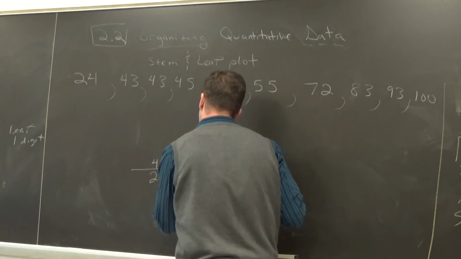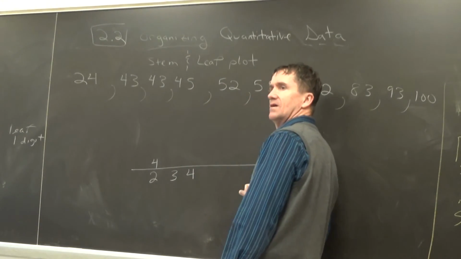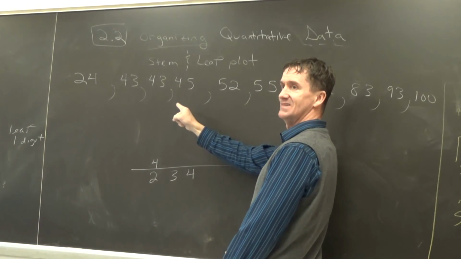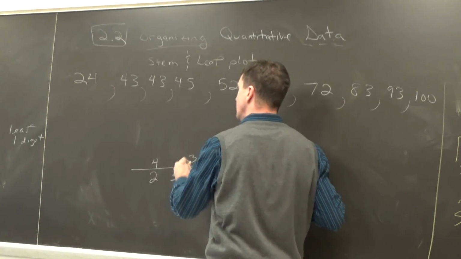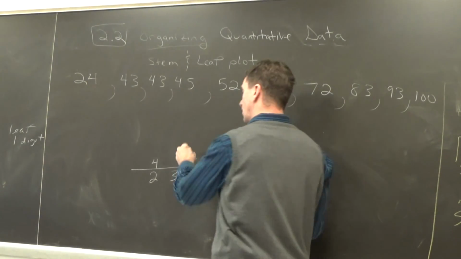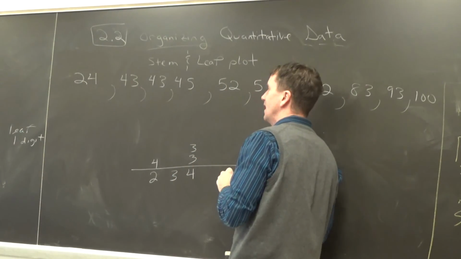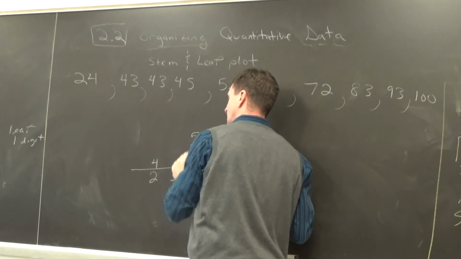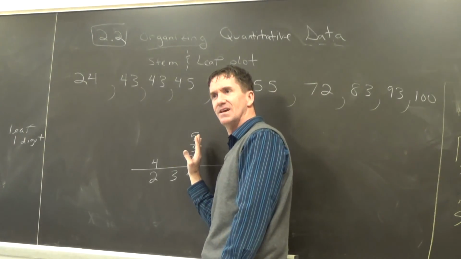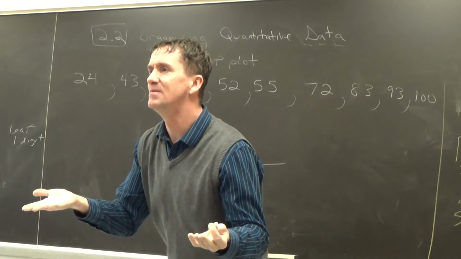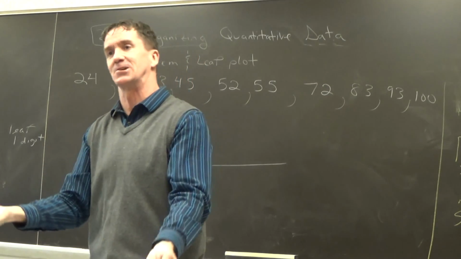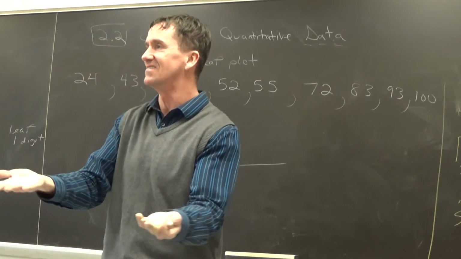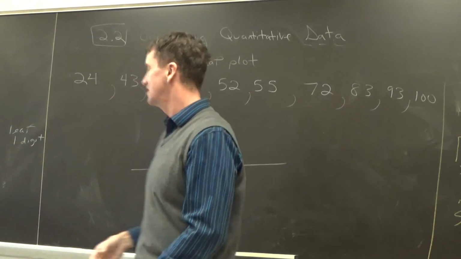My next stem is a what? 4. Now, how many in the 40s? 2. And we'll go in order from lowest to highest. There's a 3. Is there more than 1 three? Yes. So I'm going to write it again. And then a what? 5. Is everyone so far so good with this? Doesn't this look like a histogram? Doesn't it look like a stem and leaf plot is a histogram, just with more information in it? It's actually showing you the numbers in there.